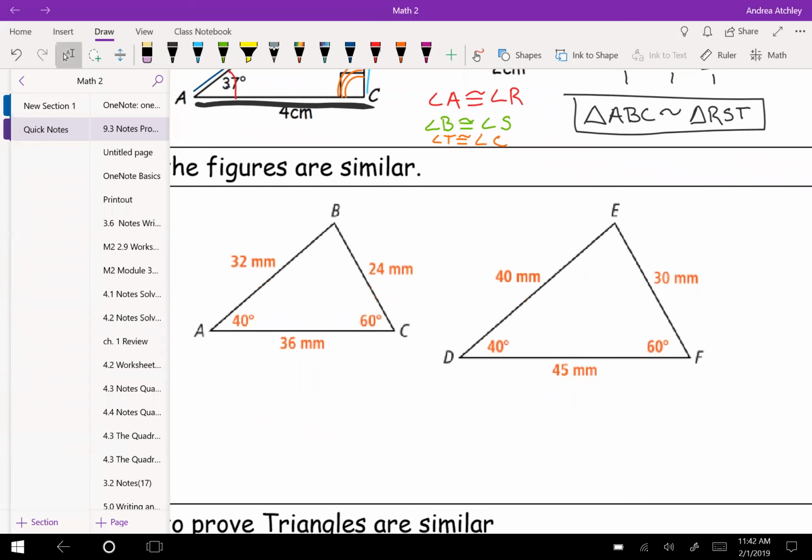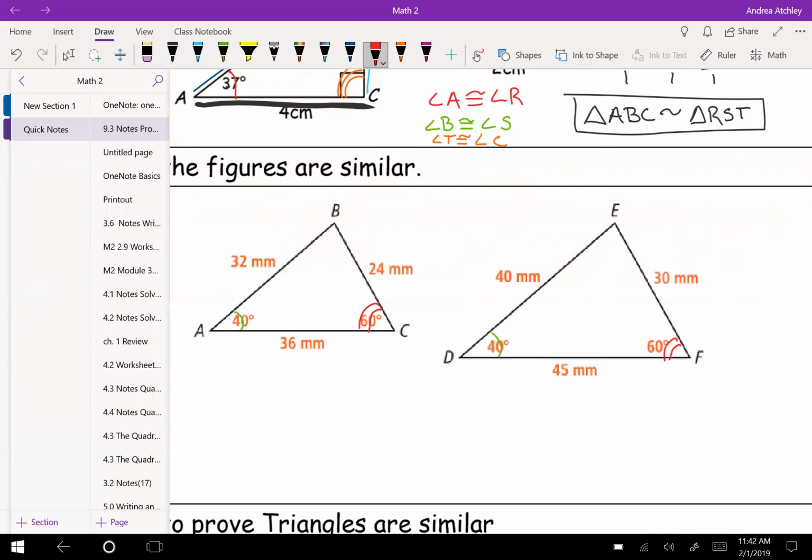Now here, they want to ask you, are the figures similar? So we need to check that. We start by looking at the angles. Angle A is congruent to angle D. That works. And angle C is congruent to angle F. But are B and E congruent?